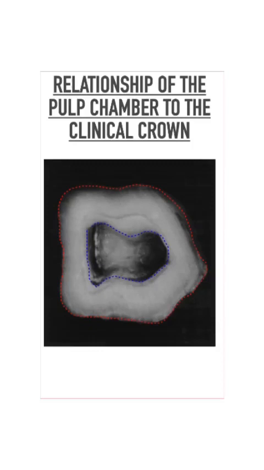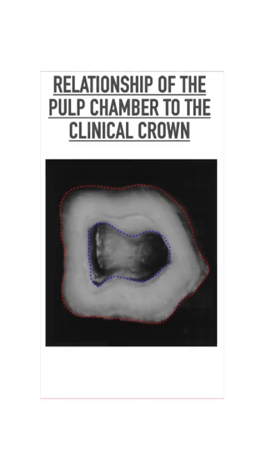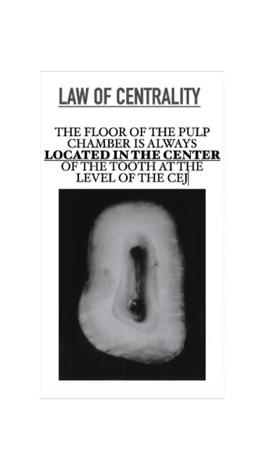So there are some laws regarding the relationship of the pulp chamber to the clinical crown that you need to memorize and understand while doing your access cavity. The first law is the law of centrality, which simply means the floor of the pulp chamber is always located in the center of the tooth at the level of the CAG.